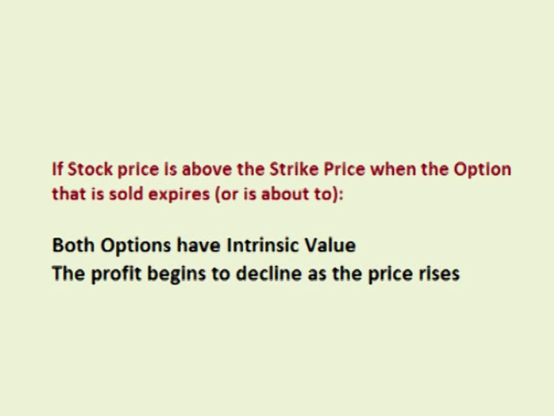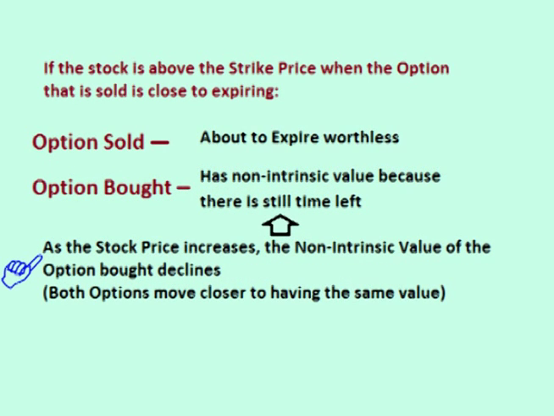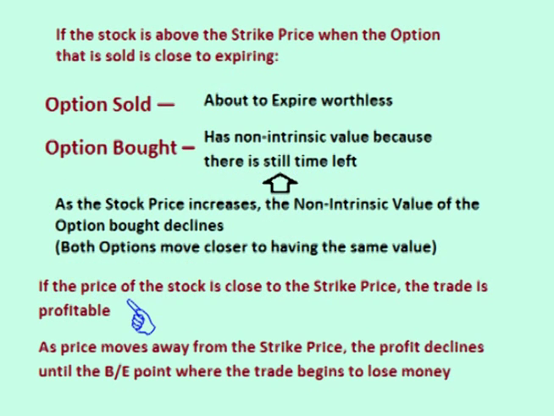If the stock price rises above the strike price, both options begin to have intrinsic value. The trader will still close the trade by buying back the option that he sold and selling the option that he purchased at the same time. As the stock price rises away from the strike price, the non-intrinsic value of the options decline. If the price of the stock is above, but still close to the strike price, the trader will still close the trade for a profit by buying back the option that he sold and selling the option that he purchased at the same time.